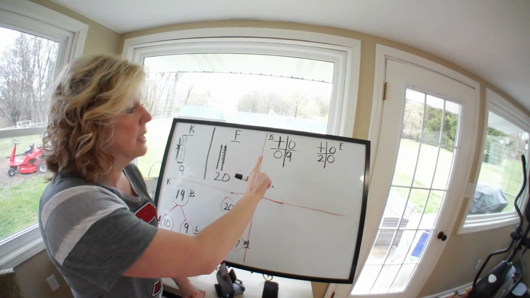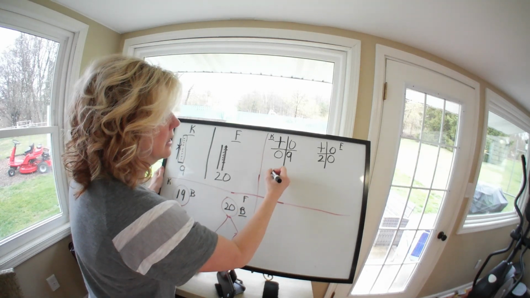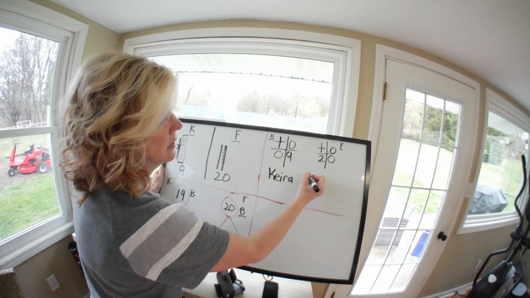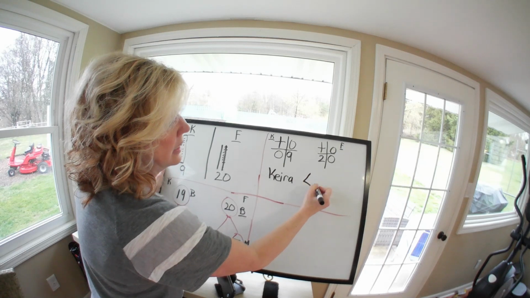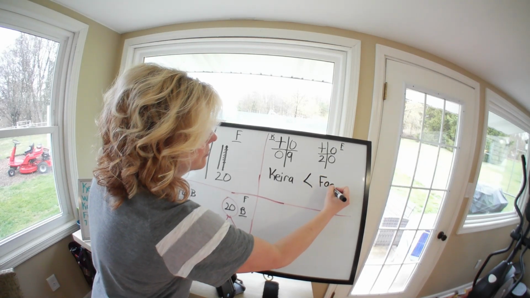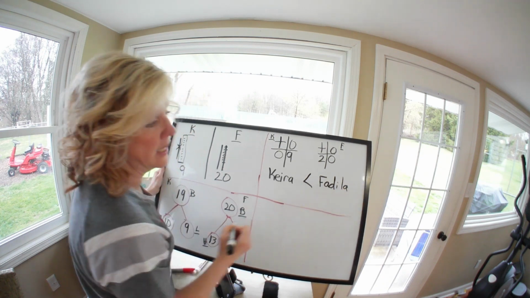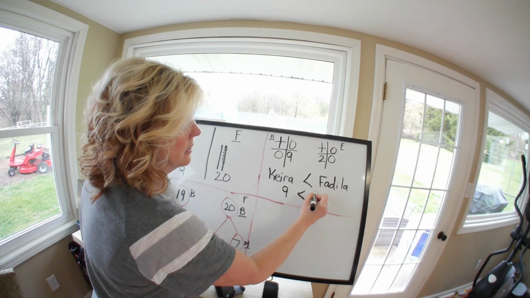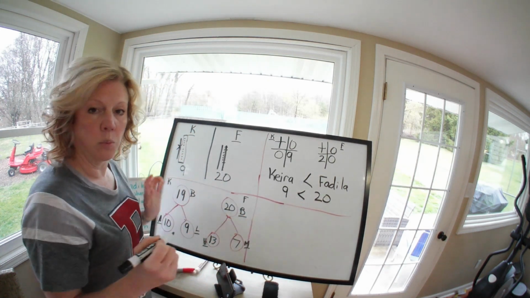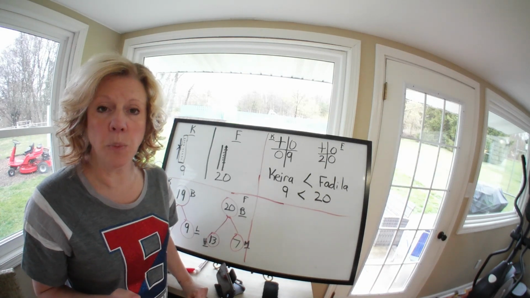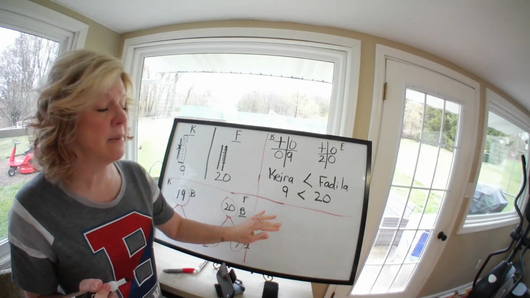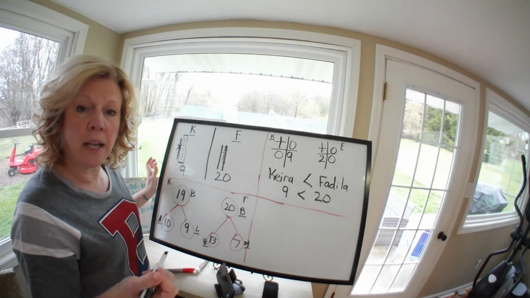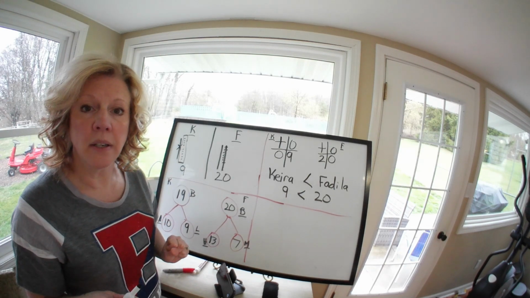So we're reading Kira's. So I can say Kira is less than Fadila, right? Or I can say 9 is less than 20. Would you agree with that? I sure hope so. So now we need to make a statement. And we can say Fadila has more blueberries than Kira.